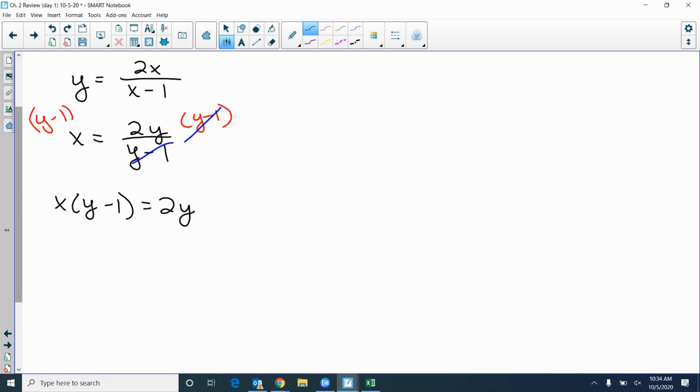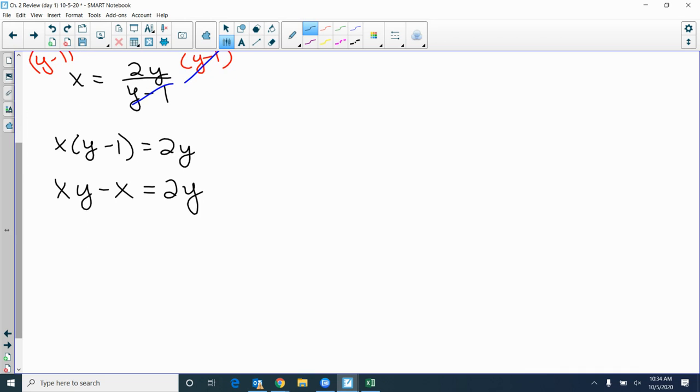x times y minus 1. So distribute? Yes, distribute. Yeah, not coming to my mind today. It's all right. So it ended up being xy minus x equals 2y, and then I moved the x over to the other side, and I subtracted the 2y over to the xy side. Good point.